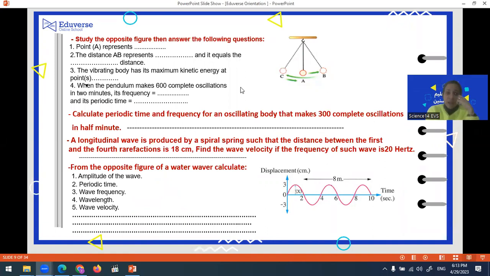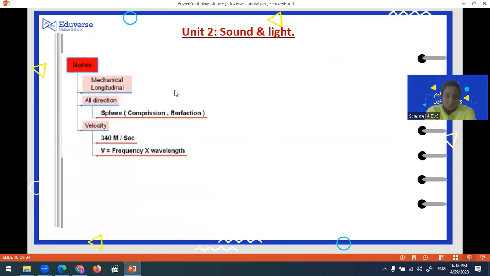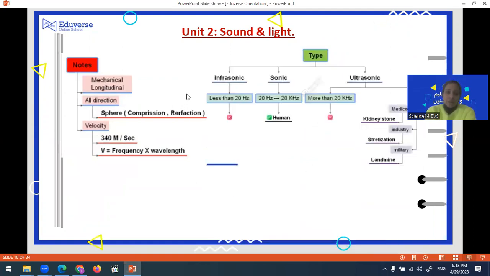And let's zoom in on the second unit. Excellent. Second unit here, it's the sound and the light. We're going to talk about the sound and the light. First, the sound. It's mechanical longitudinal. We can find it traveling in all directions, in the form of spheres, compressions, and rarefactions, because it's a longitudinal type of wave.